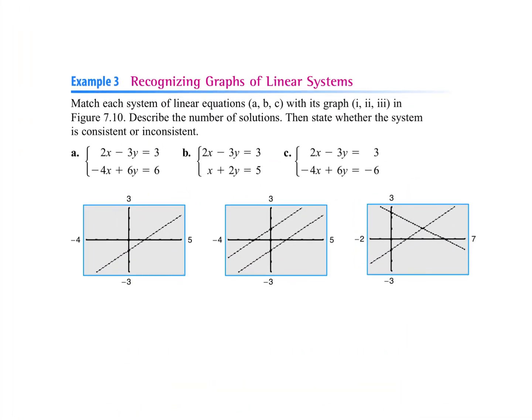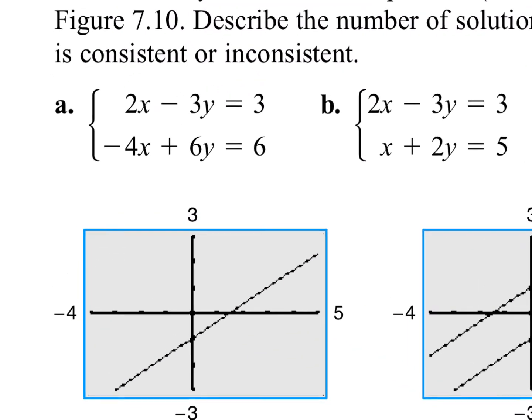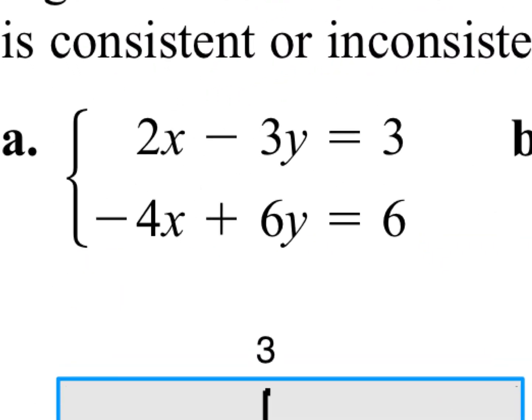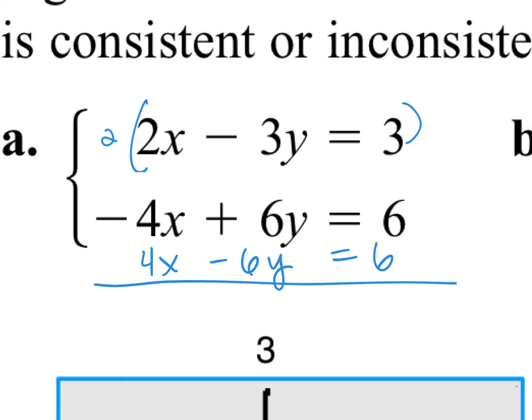So looking at these, it says match the graph with the equations. Well, let's just solve them real quick. Let's look at A. I'm going to eliminate the x values because the x's could easily be, well, I mean, both of them could be, but I'm just going to do x anyways. So I'm going to multiply the top equation by 2. Let me put it down here. So this becomes 4x minus 6y equals 6. And then when we add down, negative 4 and positive 4 cancel out to 0. 6 and negative 6 cancel out to 0. And then 6 plus 6 is 12.